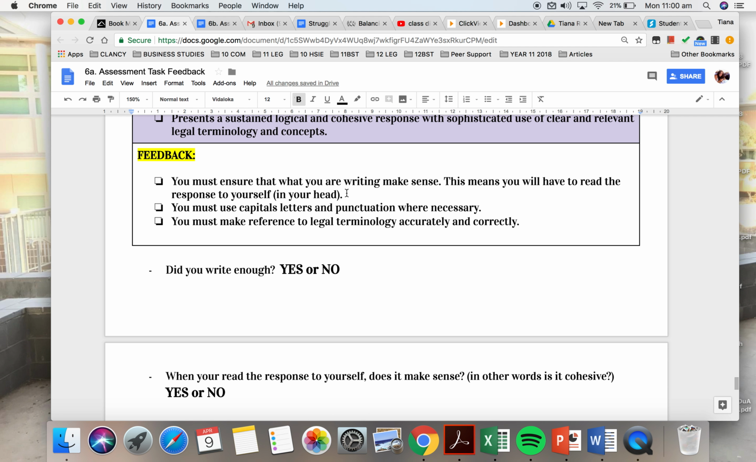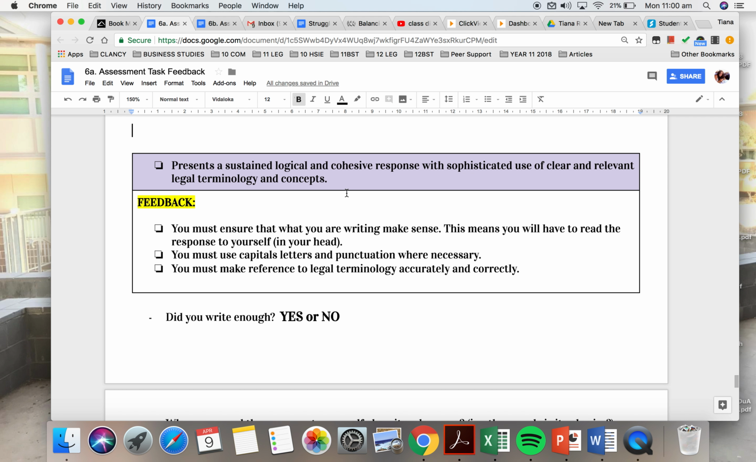Okay, moving on. The last part of the criteria was to present a sustained, logical and cohesive response with sophisticated use of clear and relevant legal terminology and concepts. This is the part that let many of you down in trying to articulate your content. So you need to ensure that what you are writing makes sense. This means that you'll have to read over the response to yourself, not out loud, in your head, to ensure that when you read it back to yourself, it makes sense. There were many times where students' responses did not make sense at all.